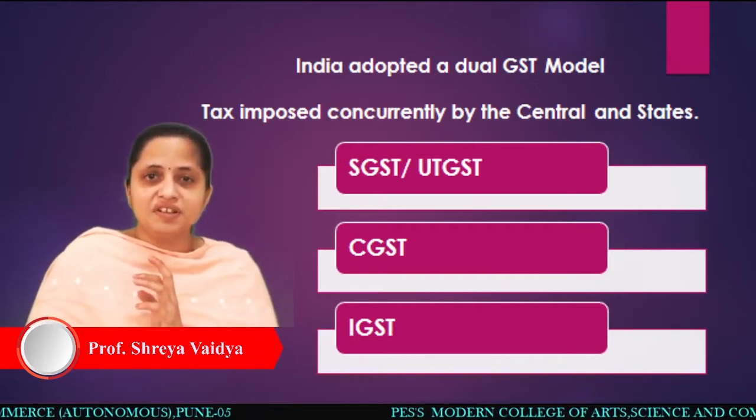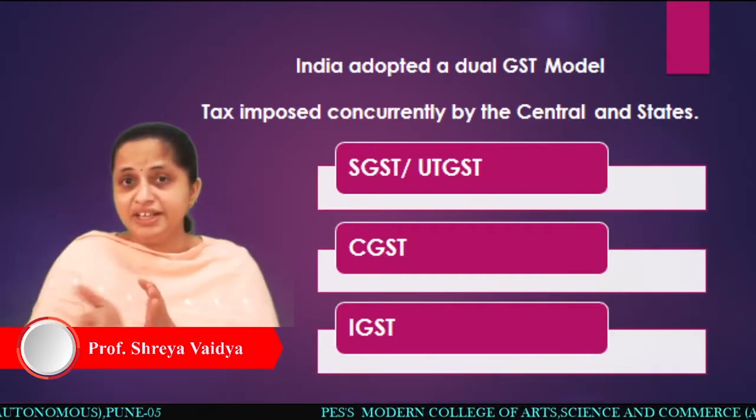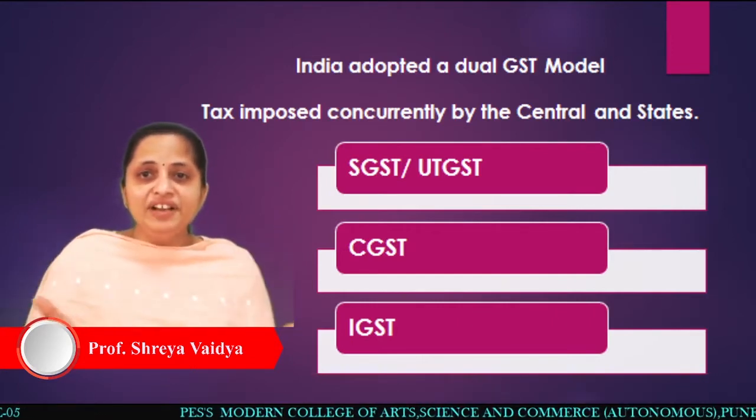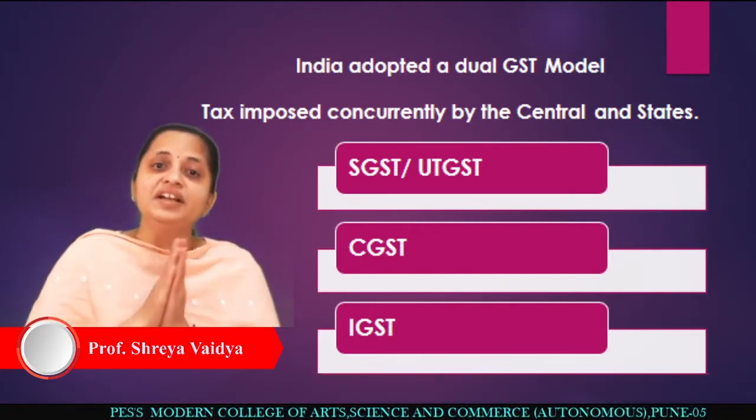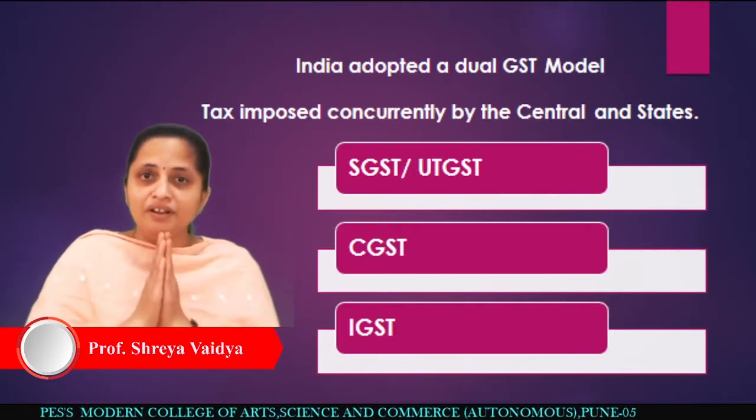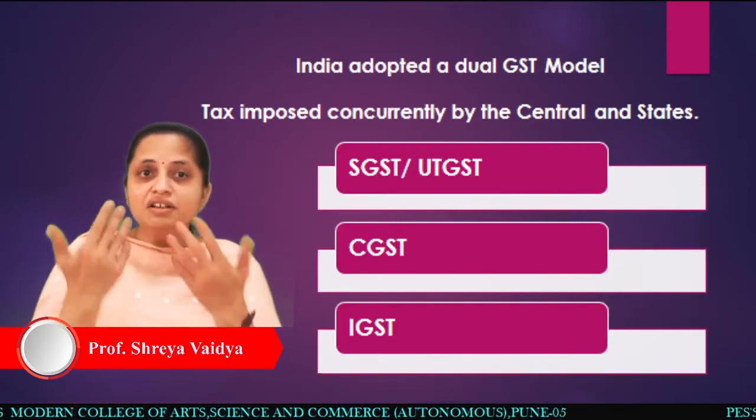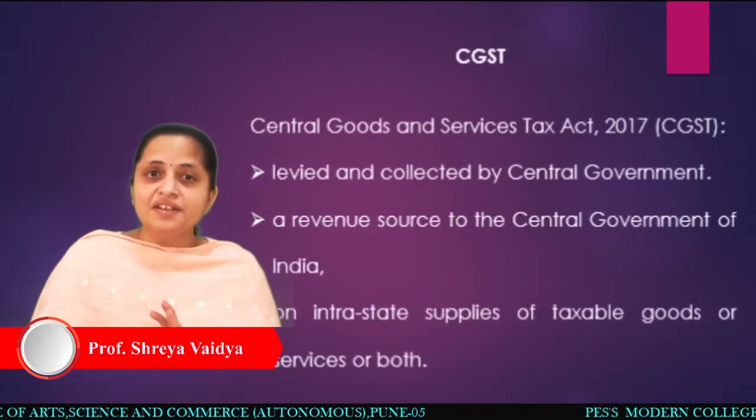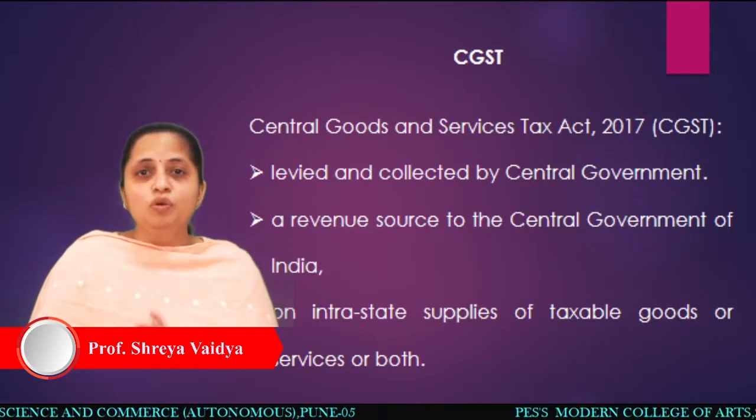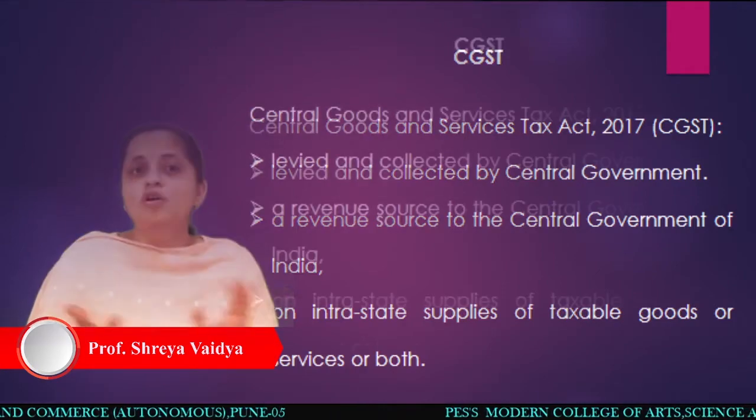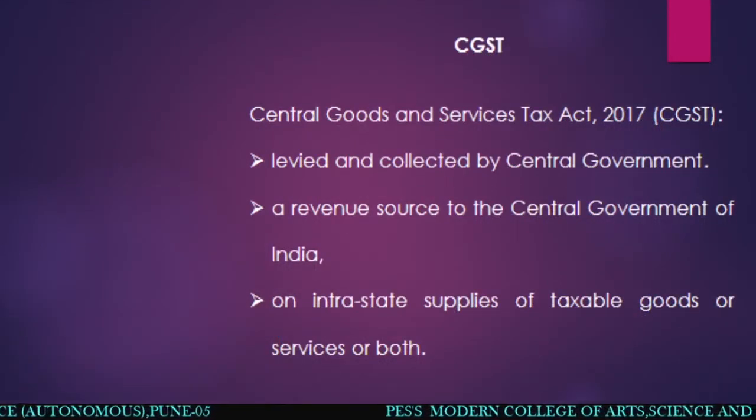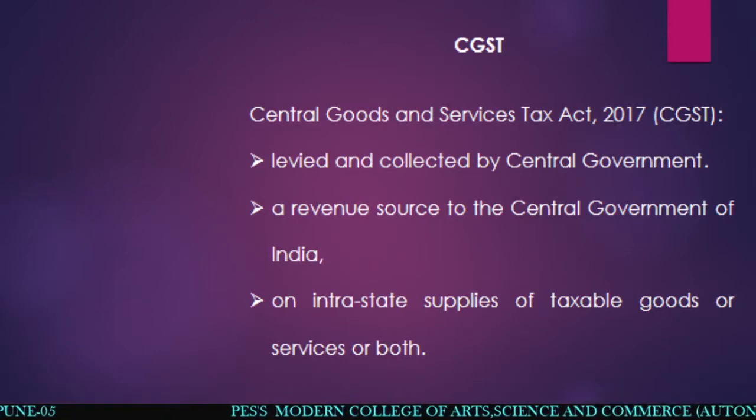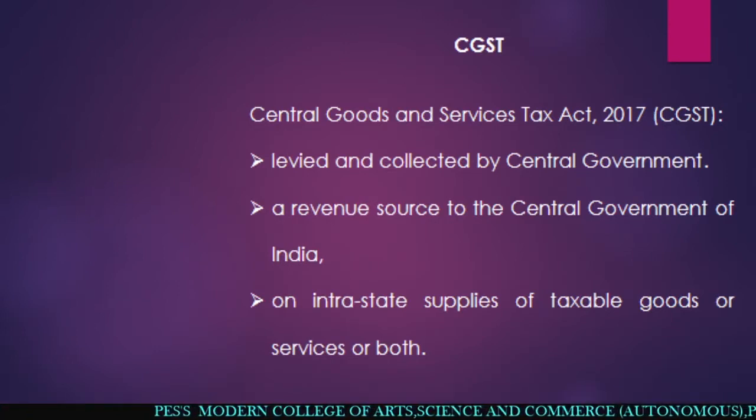Central Goods and Services Tax Act 2017, that is CGST. CGST is levied and collected by the central government. It is a revenue source to the central government of India, on intrastate supplies of taxable goods or services or both. So this is what CGST is, that is the Central Goods and Services Tax Act 2017.